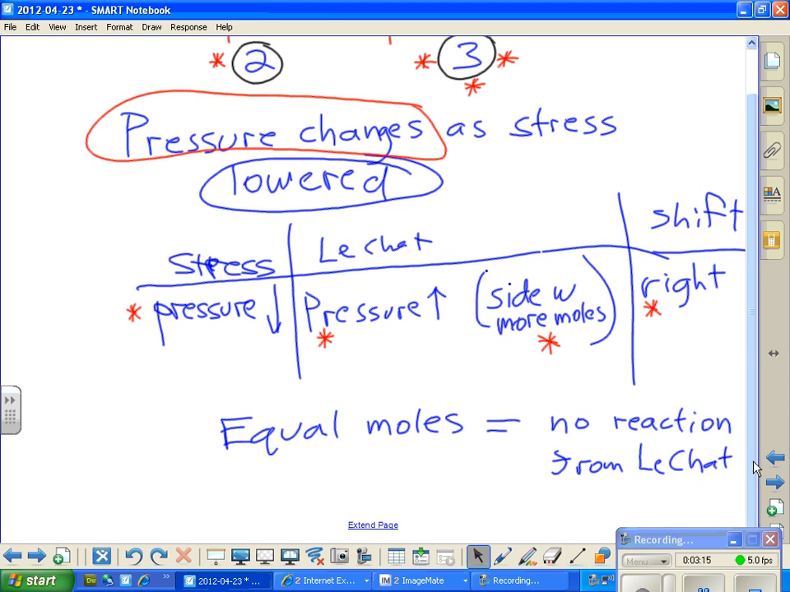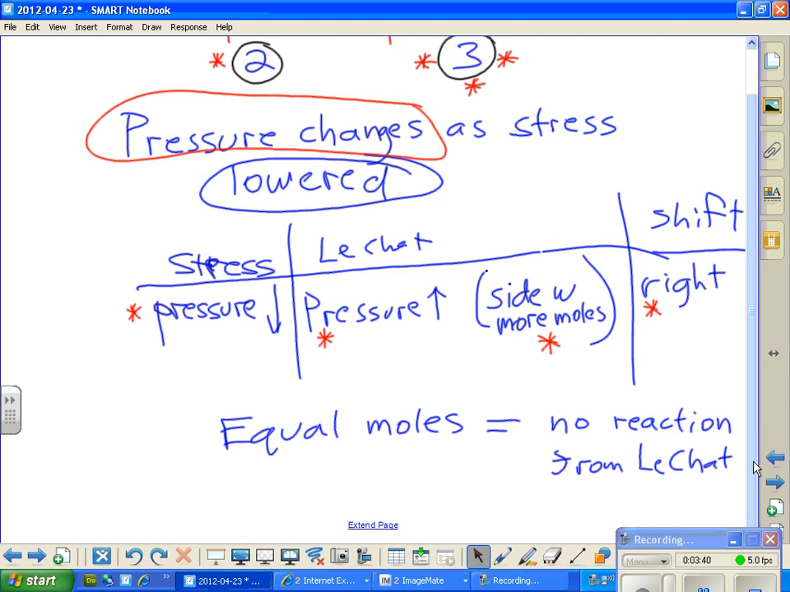Now you've got another situation. The other situation is, what if the moles on the left are 3 and the moles on the right are 3? LeChat can't do anything about it. So if you change the pressure up or down, there will be no shift. Nothing's going to happen.